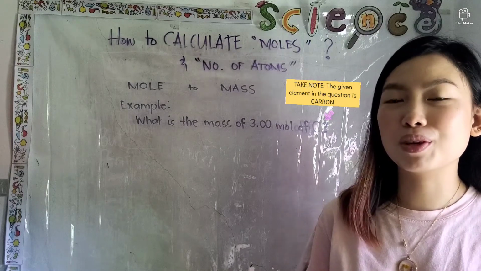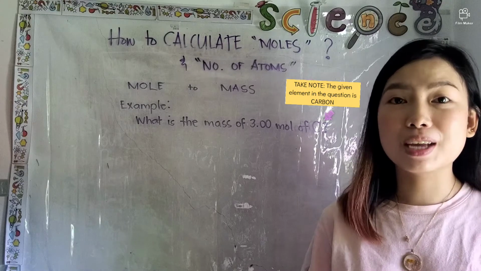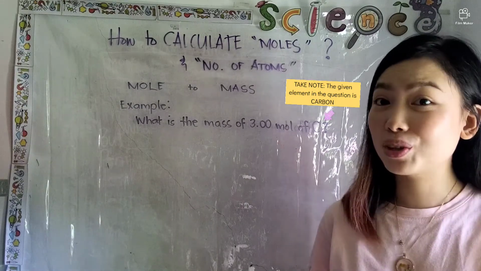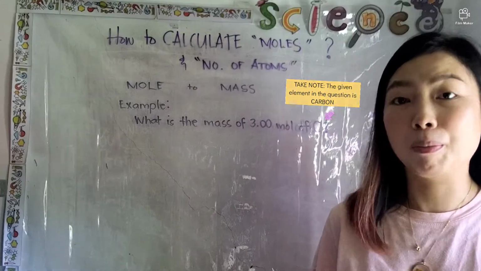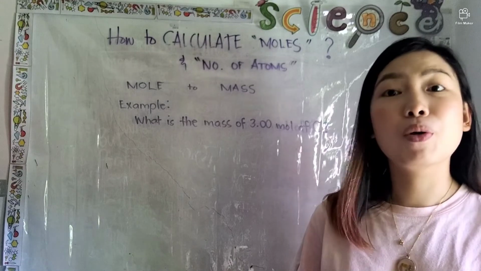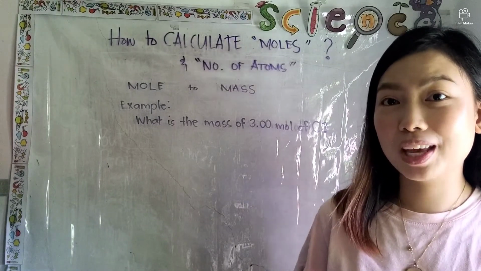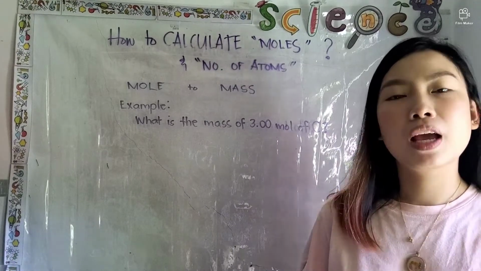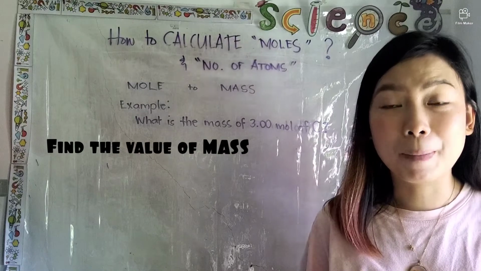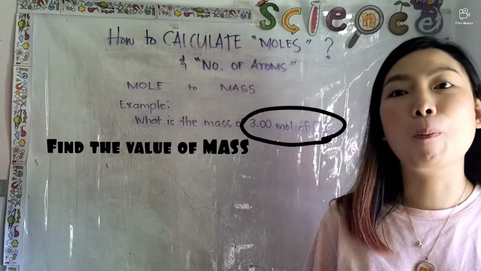So, meaning to say, ang pinag-uusapan natin dito sa ating example is the element carbon. Since sabi nga natin, this computation is referring to only one element, so ito na nga yung element na sinasabi natin. But, take note, it is not always that carbon is the element. We may use any element in the periodic table, but in our question today, we'll have carbon. Now, in the question, what we will find is the value of its mass, given that carbon has 3.00 mole.